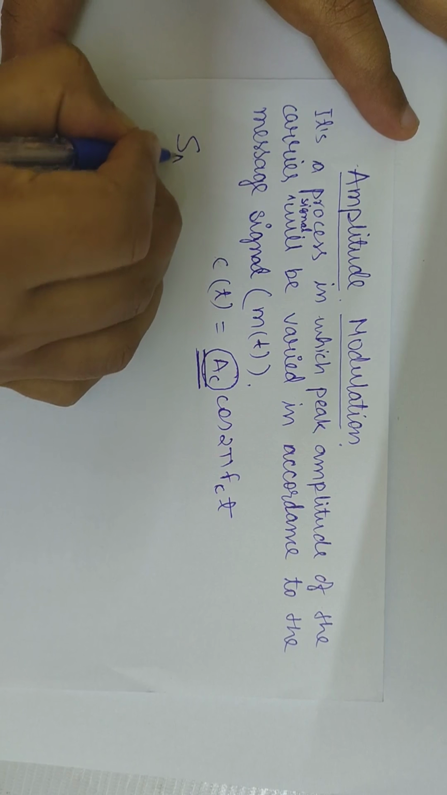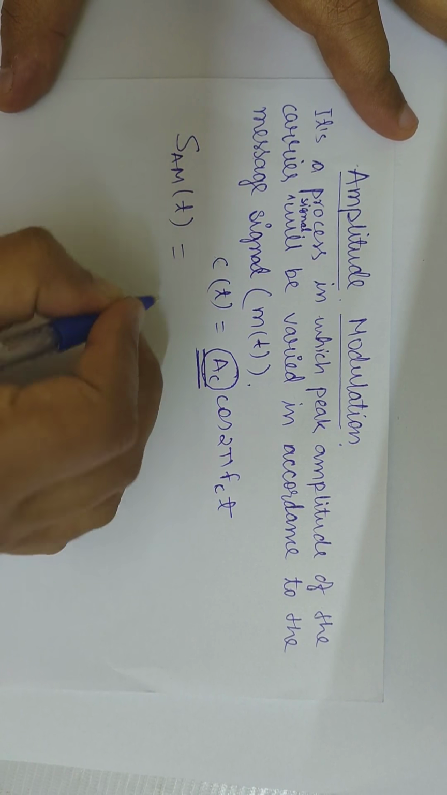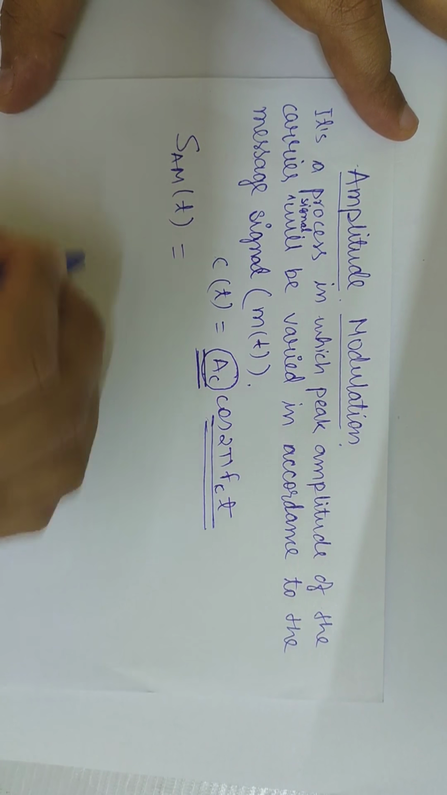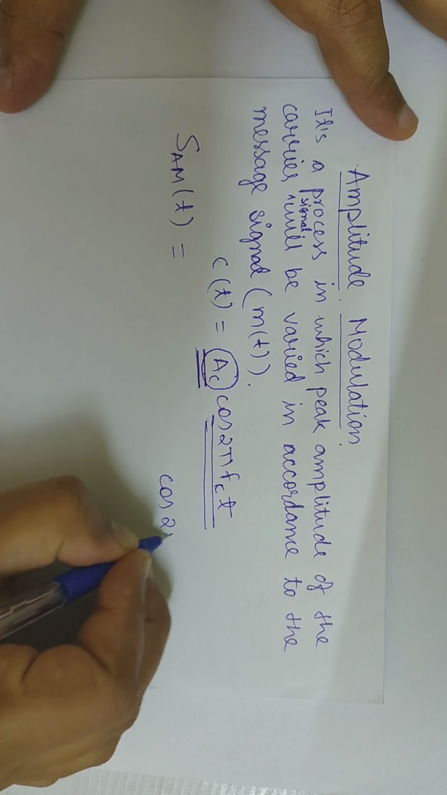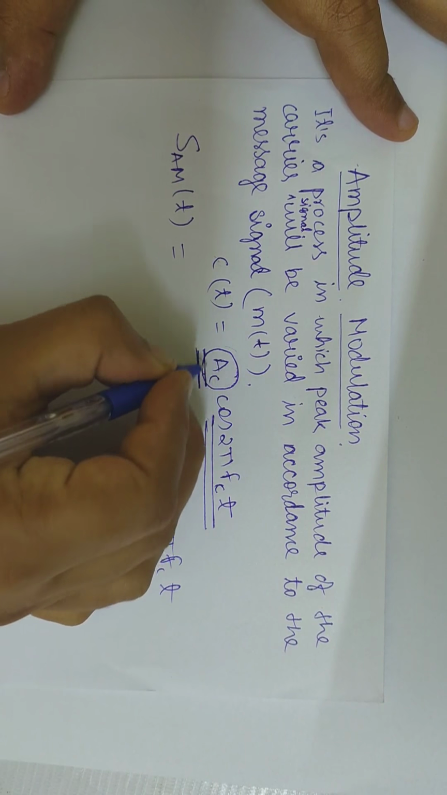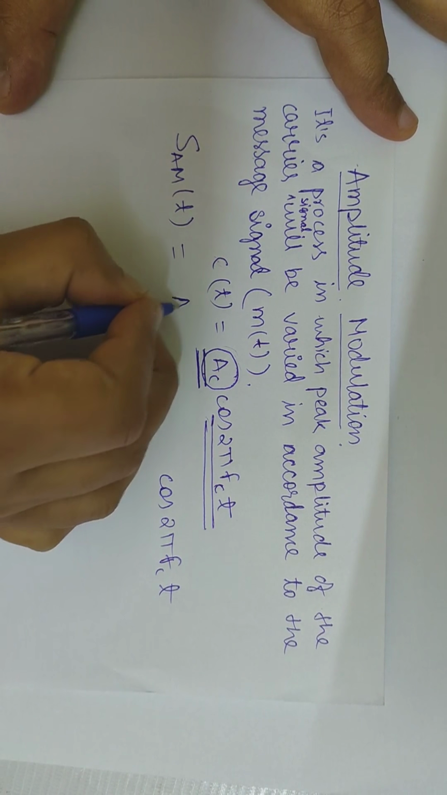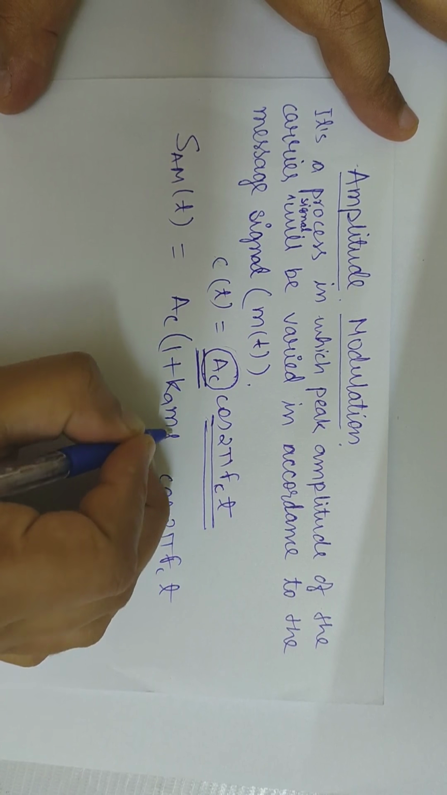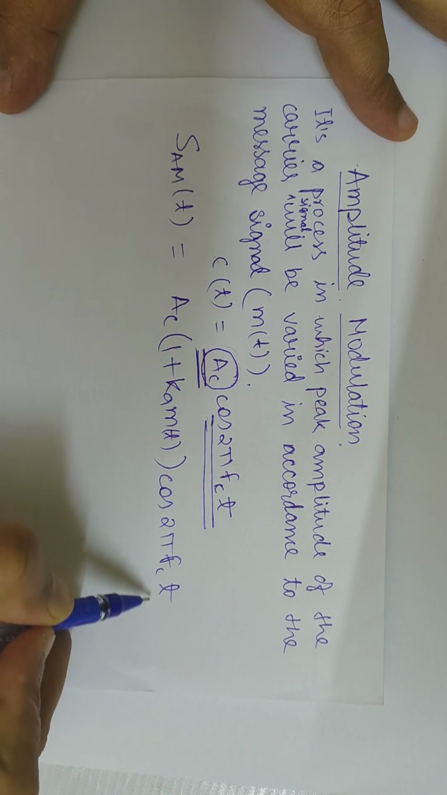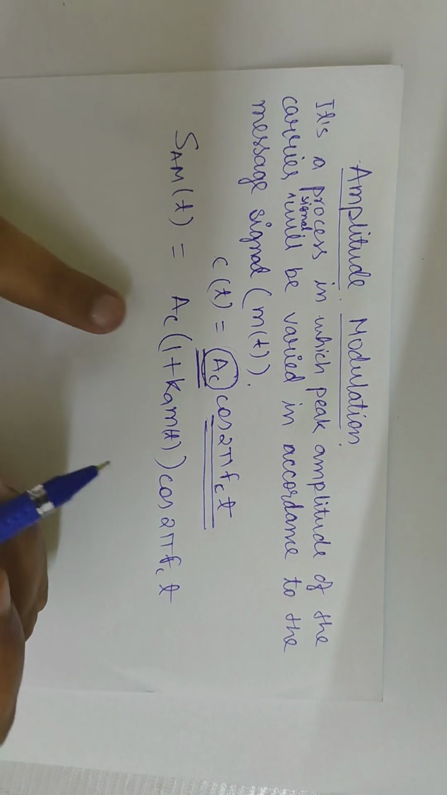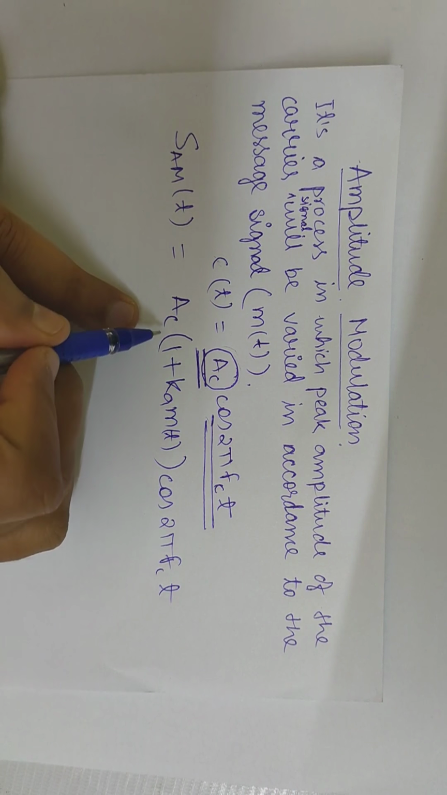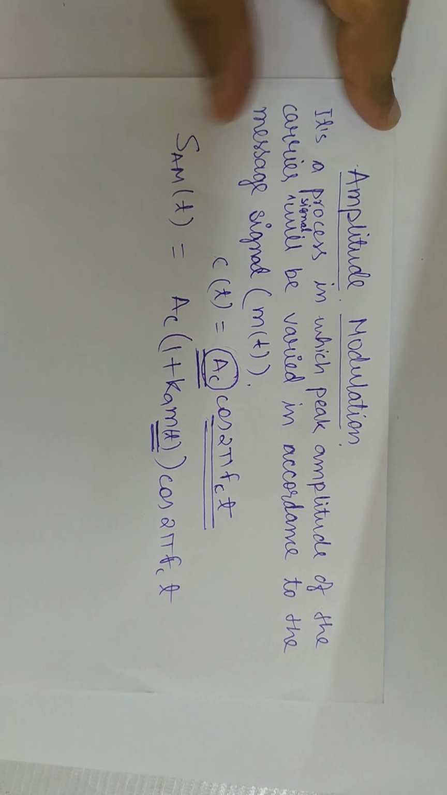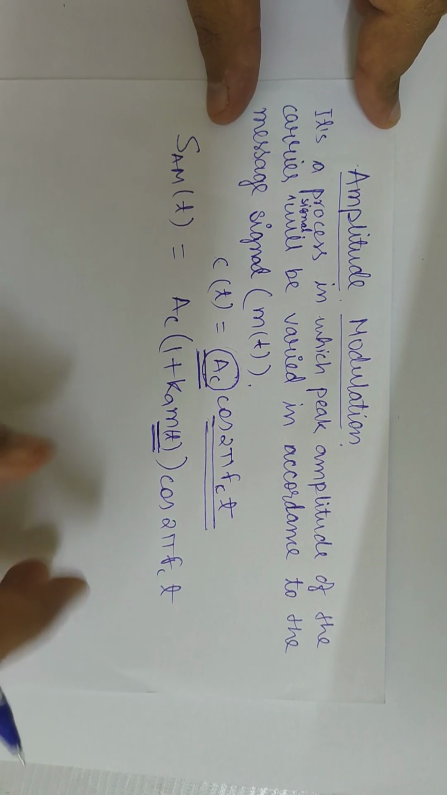Now let's write this in equation form. The peak amplitude of the carrier. Now I will not disturb the signal cos 2 pi fc t. I will take care only of the peak amplitude. So I can write it as 1 plus Ka m(t), cos 2 pi fc t. Here you can see that the peak amplitude of the carrier is varied in accordance with the message signal. Let's understand it in more detail.